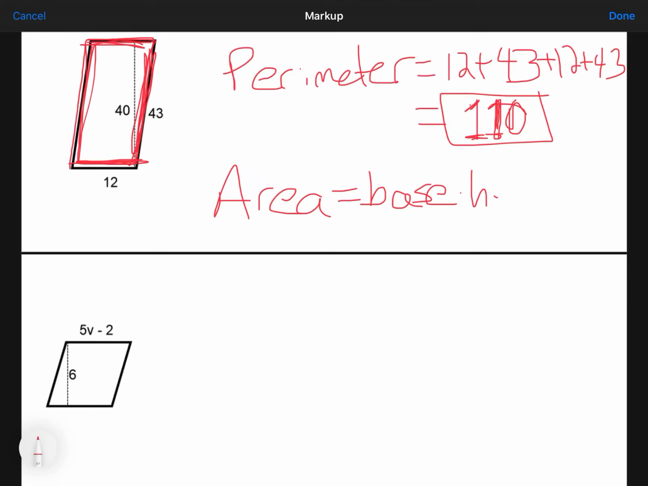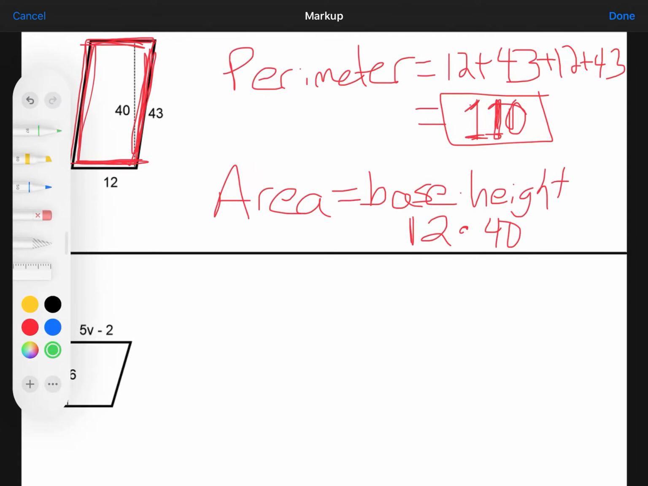doing is really base times height. So ideally base means the bottom, but it doesn't have to. We could have these rotated. Left side is the base, top is the base. We're not gonna rotate them today. Here, base is 12, and the height is 40.